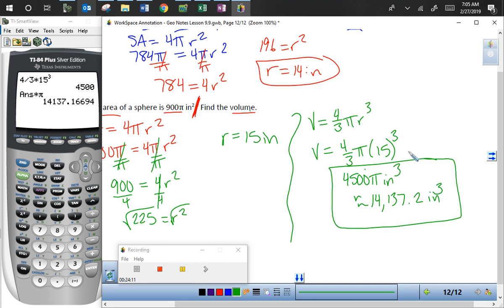And that's it. If for some reason you're having trouble with your calculator, especially on those ones where you have to take the cube root or get rid of that cubed power, please come see me and I can help you find the best way to solve these on your particular calculator.